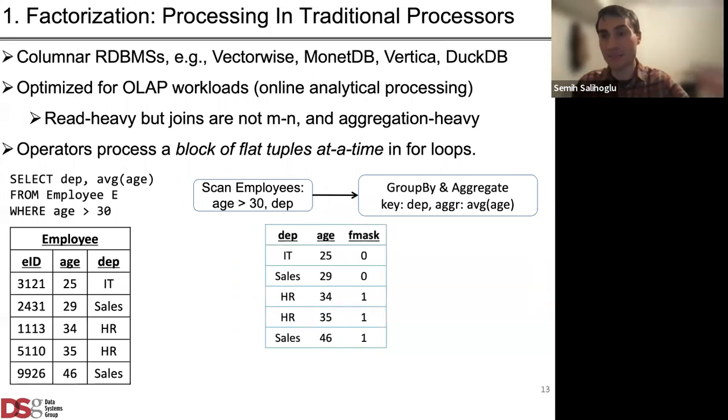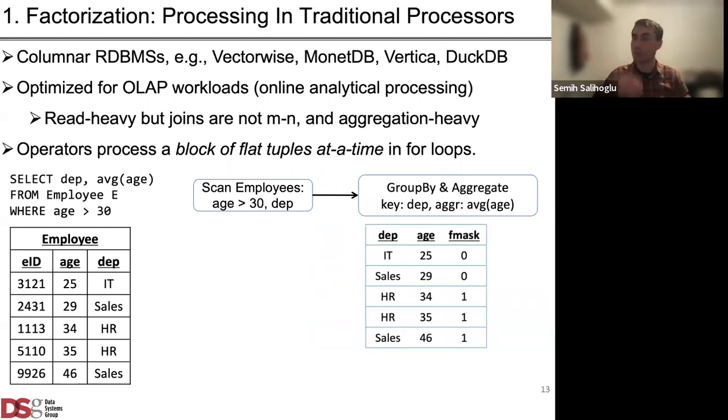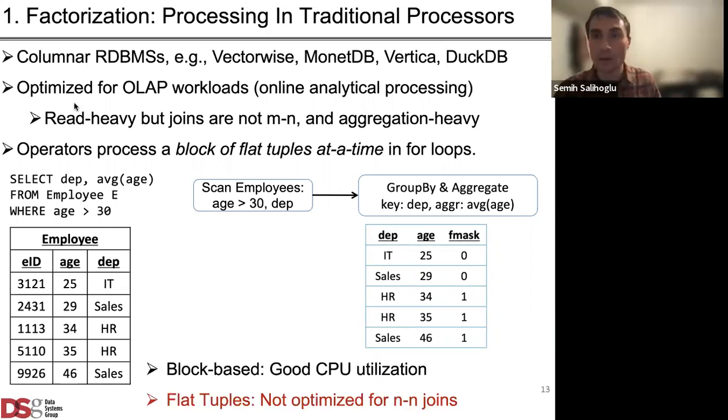Then it's going to pass this block of tuples to the next operator, which is going to perform again, inside a tight for loop, a group by and an aggregation. It's been very well understood since essentially the early 2000s that this is a very good idea for modern CPUs. It gives you great CPU utilization, but it's not really optimized for many-to-many joins.